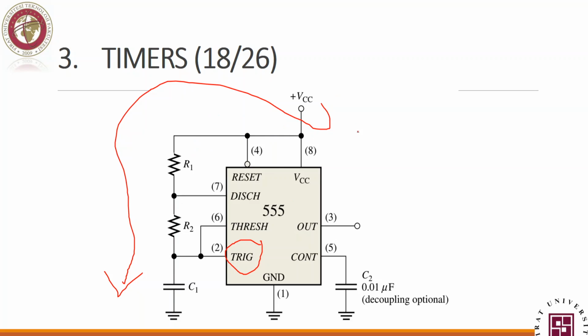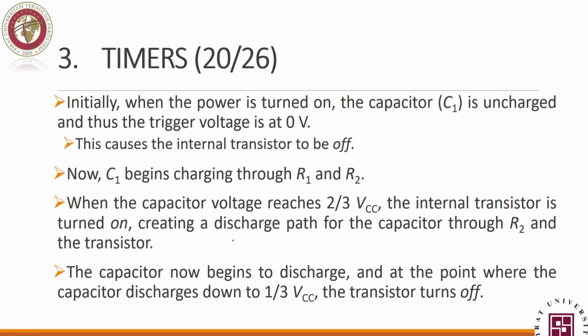So we have this kind of path now through R1 and R2. We will have C1 charging. It will charge through R1 and R2 and will reach 2/3 of VCC. How? Do not worry about it. It has its own equation and its own derivation. But what you need to remember is, it will charge up to a level. This level is 2/3 of VCC.